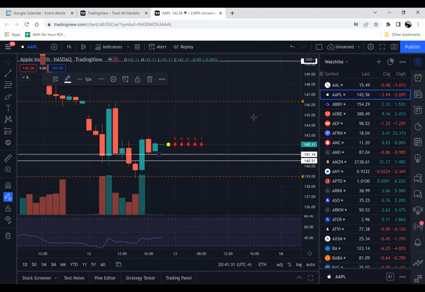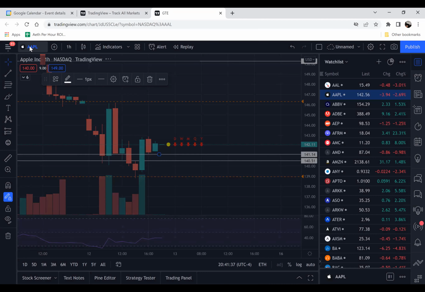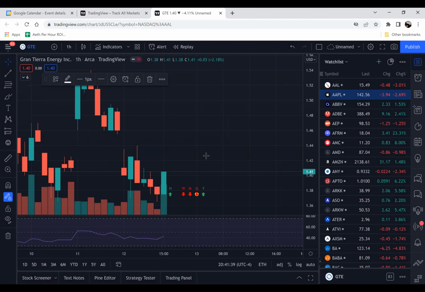Oh, okay. Can you chart GTE? Sure. What's the floor price for Apple? Which level would you be a buyer? I was not just trying to scroll through your question.